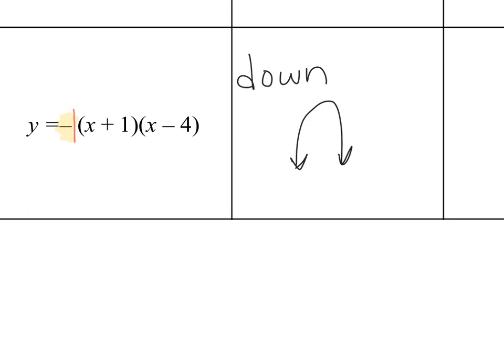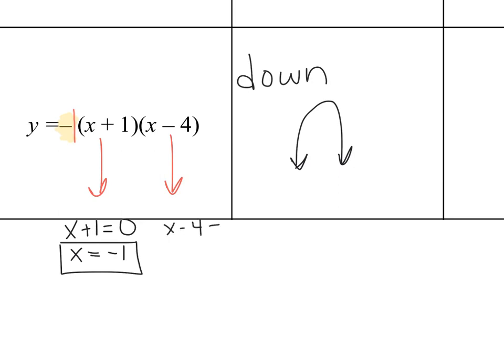All right, now in order to find the vertex, we're going to have to first figure out what the x-intercepts are. Because this equation is nicely factored for us, I can just take each of these factors and set them equal to 0 in order to solve for my x-intercepts. I have x plus 1, which I'm going to set equal to 0. If I isolate for x, I'm going to get -1. With my second factor of x minus 4, I'm going to set that equal to 0 and solve for x, which gives me 4.